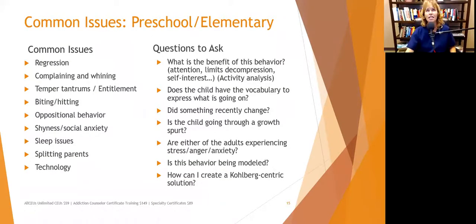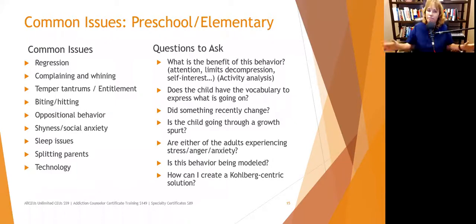Common issues in preschool and elementary: regression. A lot of times if there is a trauma or a change, maybe mom gets remarried, dad gets remarried, there's a divorce, there's a new baby in the house, there's a lot of things that can encourage a child to regress to that age where they're wetting the bed, where they're sucking their thumb, throwing temper tantrums. Complaining and whining often goes up at this age. They figure if they can just make it feel like dragging fingernails down a blackboard long enough, they'll get their own way. Temper tantrums and a sense of entitlement, biting and hitting, oppositional behavior.